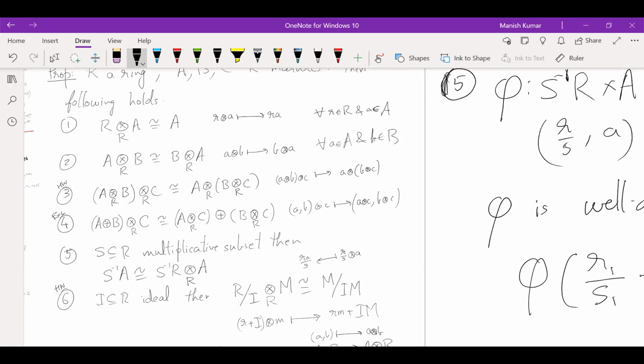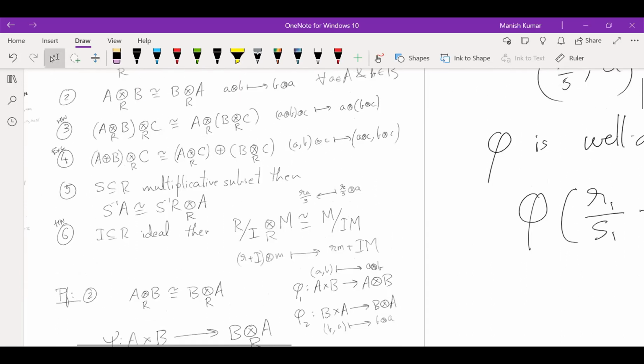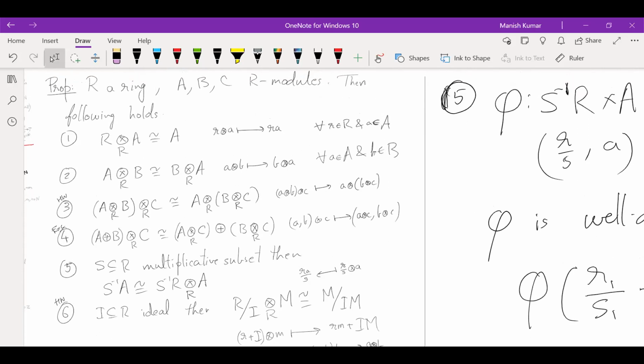An element of A direct sum B typically looks like (a, b), and tensored with C you send it to this. So there is an isomorphism which will send this to this, and there are some other properties which are not essential for this course. If you use 4, then you can also show that the dimension of V tensor W is precisely m times n.